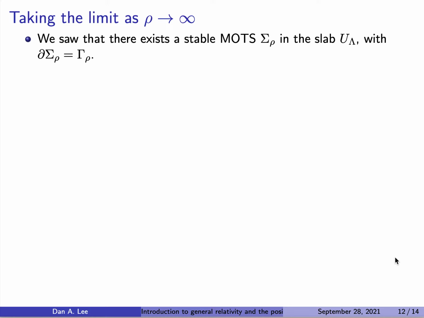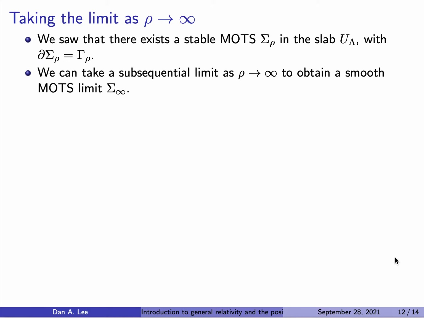Now let's talk about taking the limit of these surfaces as rho goes to infinity. So far what we have is a stable MOTS in that slab, the slab bounded between the two planes, and its boundary is this circle of radius rho. So we can take a subsequential limit to obtain a smooth MOTS limit, sigma sub infinity. We have these compact MOTS with boundary, and in the limit we get a subsequential limit that is, I should have said, complete. It's a complete smooth MOTS, sigma infinity.